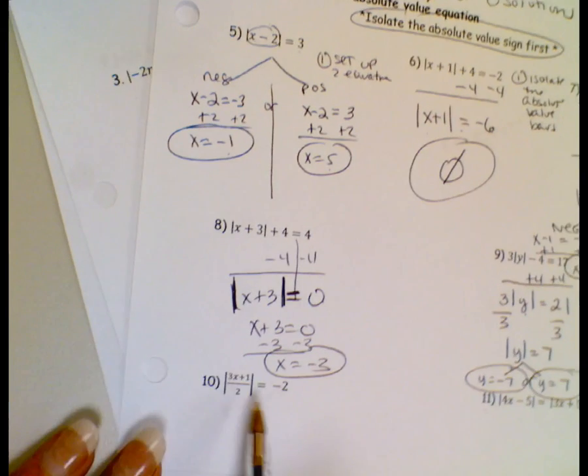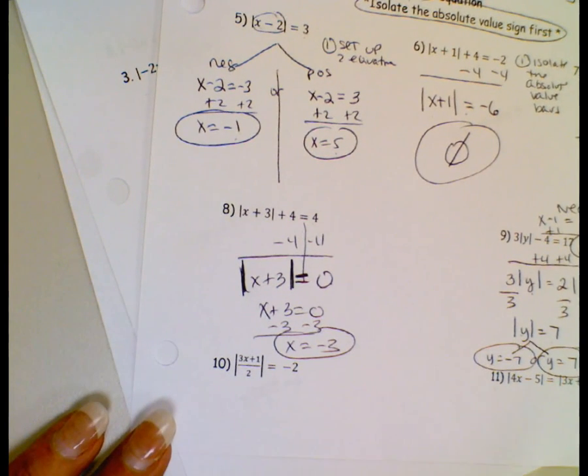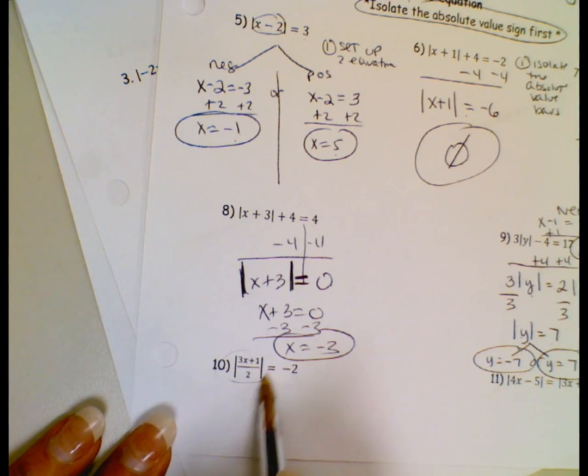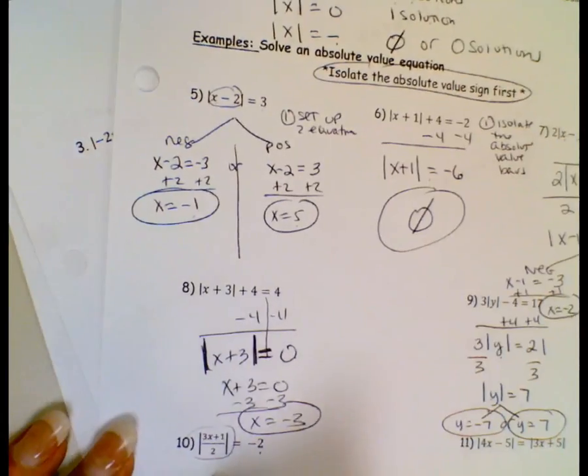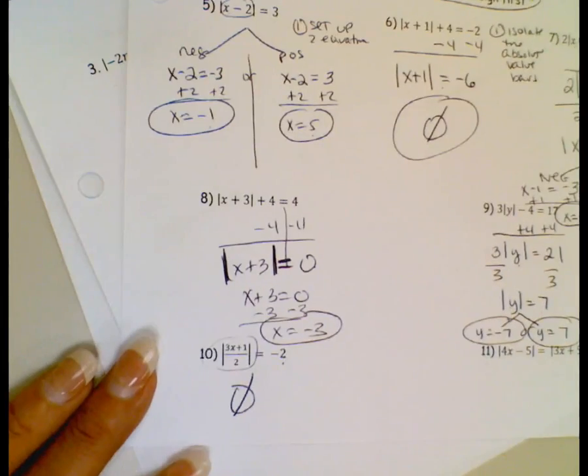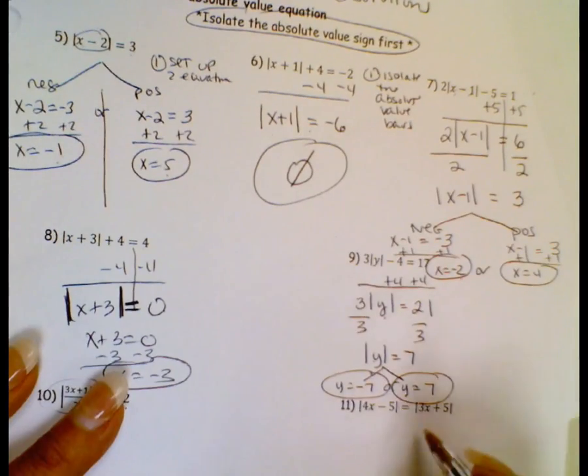So this one, are the bars isolated? The answer to that is yes. But it's equal to a negative number. See how it's equal to a negative number? So there's no solution. No work needed. Don't even worry about this one, and we're done.